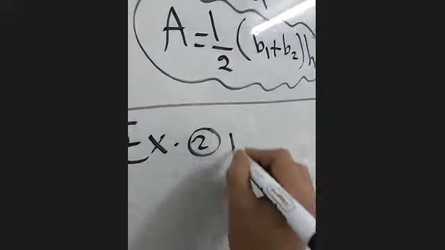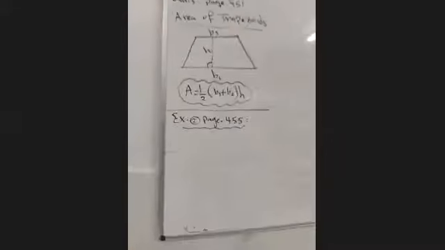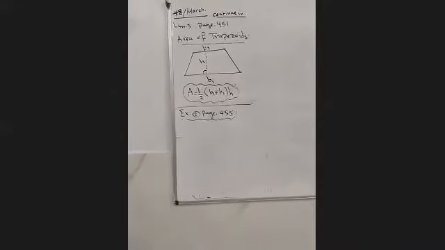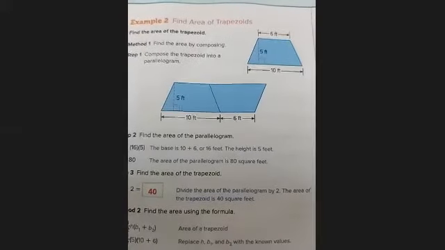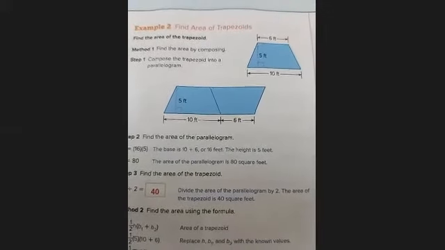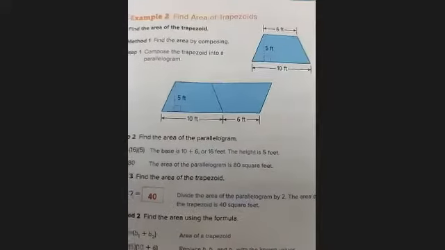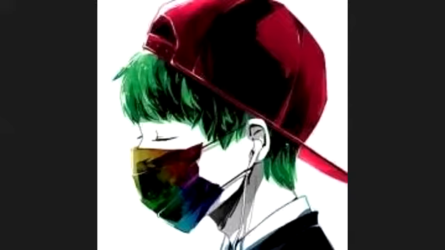Today we'll go directly to example 2, page 455. Example 2, page 455. I'll start with Badr. Yalla, Badr, read. Go, guys, go to example 2, page 455, please. Read, Badr. Yes, mister. Read. Find the area of the trapezoid.